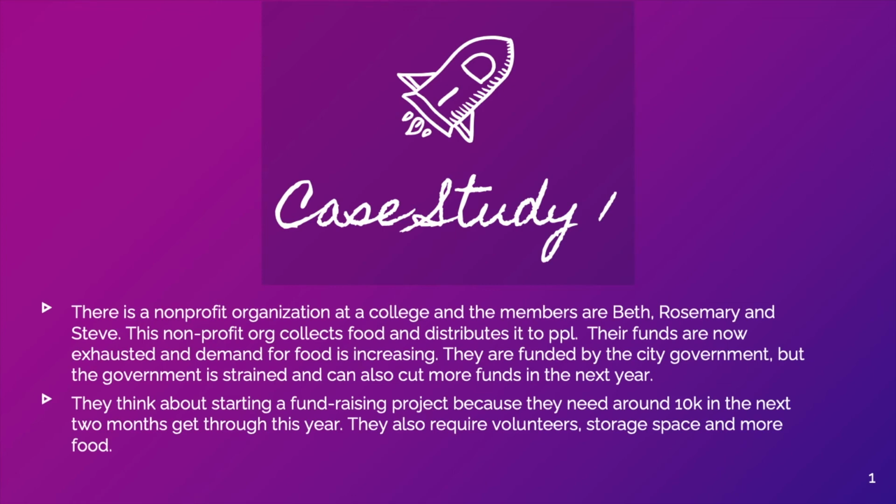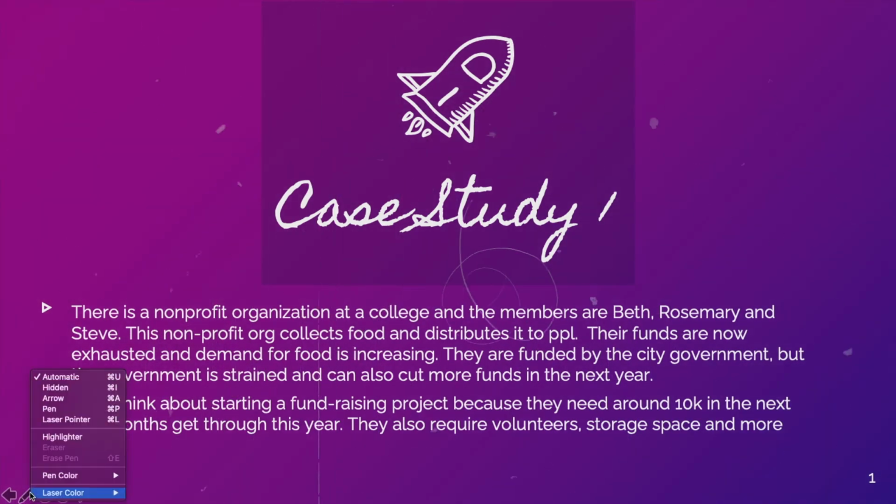If you already have the book, you can go to chapter 1, case study 1. But if you don't, here is the quick summary of the case. There is basically a non-profit organization at a college, and the members are Beth, Rosemary, and Steve. This non-profit organization collects food and distributes it to people. Their funds are now exhausted, and the demand for the food is increasing.